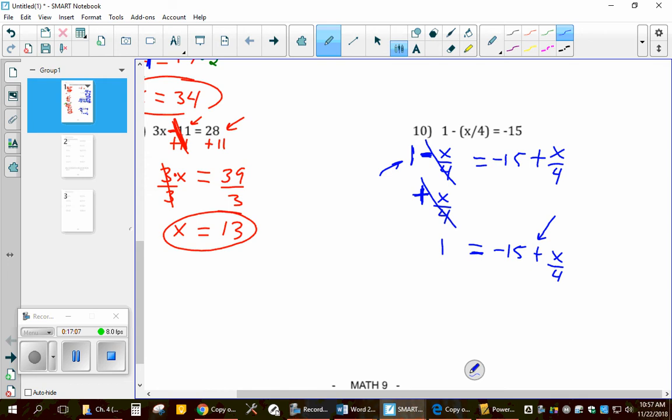All right, so now I'm going to add 15 to both sides, because that's like the outside of my onion. So add 15, add 15. So I get 1 plus 15 is 16, is equal to x over 4.